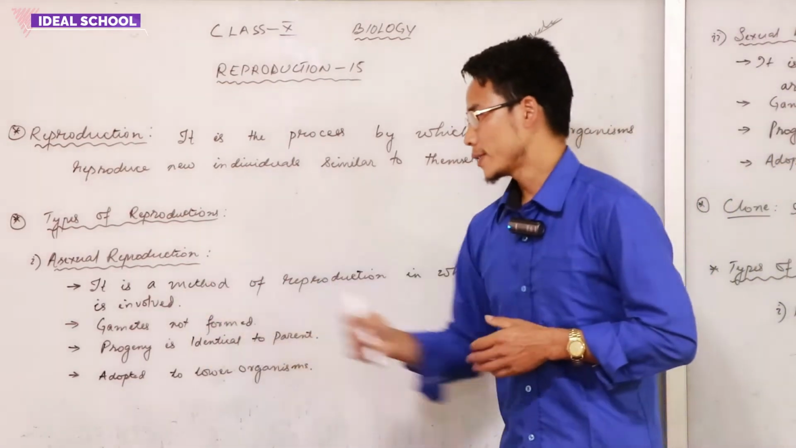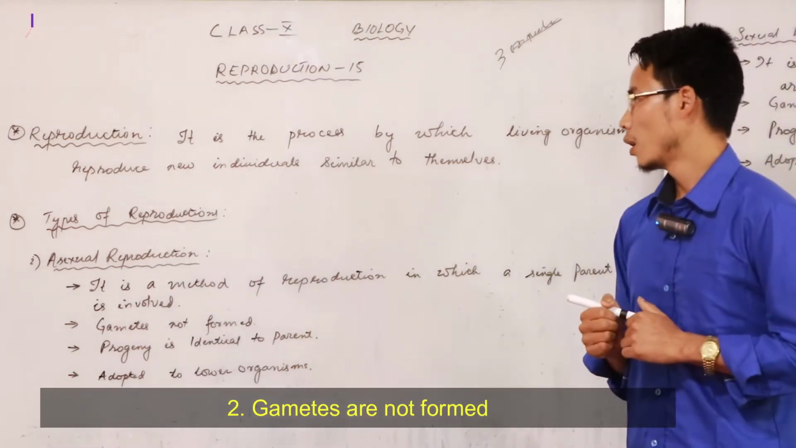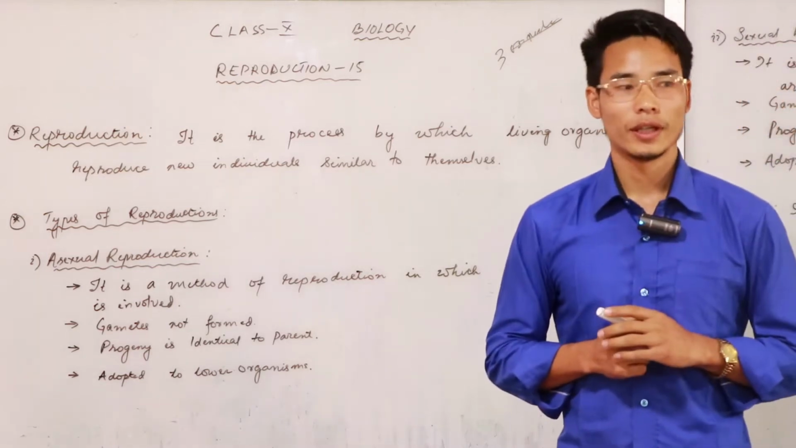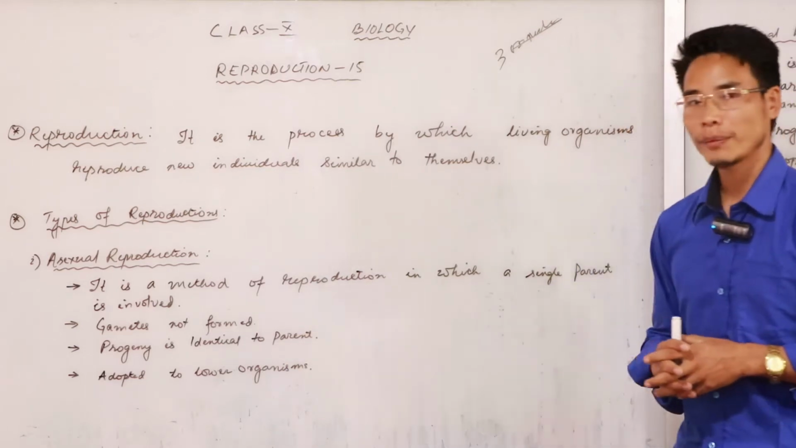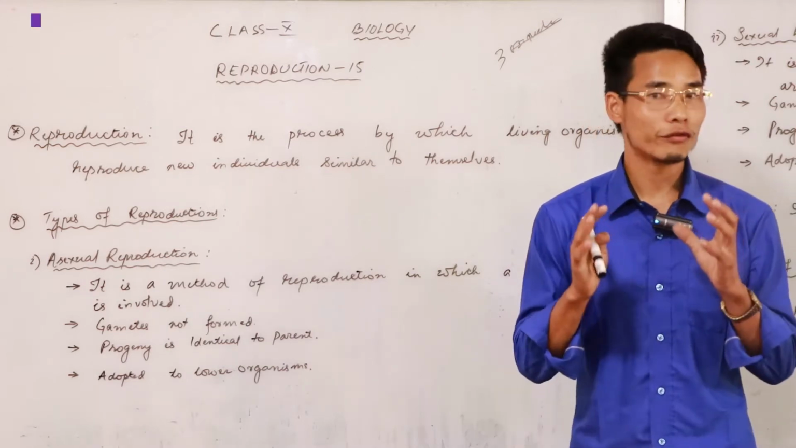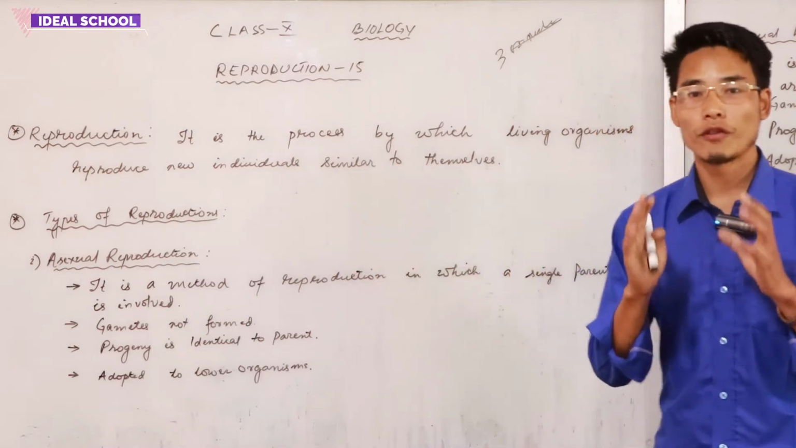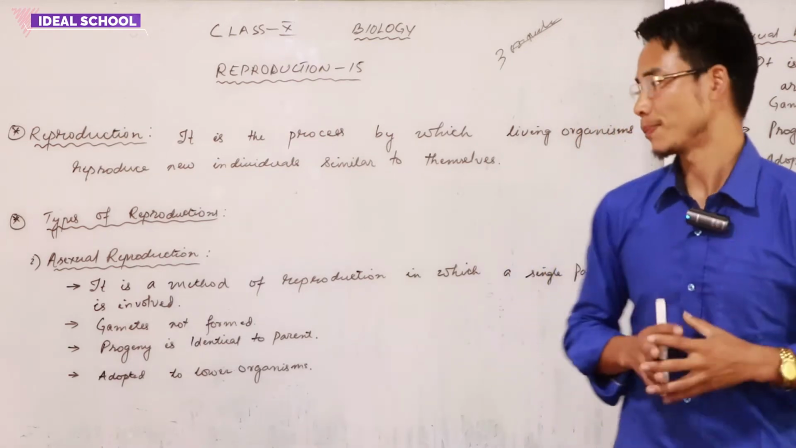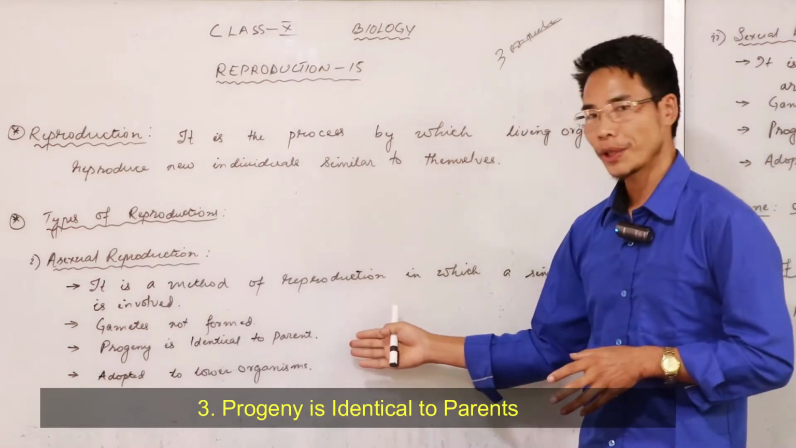Next is that gametes are not formed. In male and female, we have different gametes. In male it is sperm, in female it is ovum or egg cell. These two are involved in sexual reproduction, but in asexual reproduction, the formation of gametes is not involved in producing new organisms.